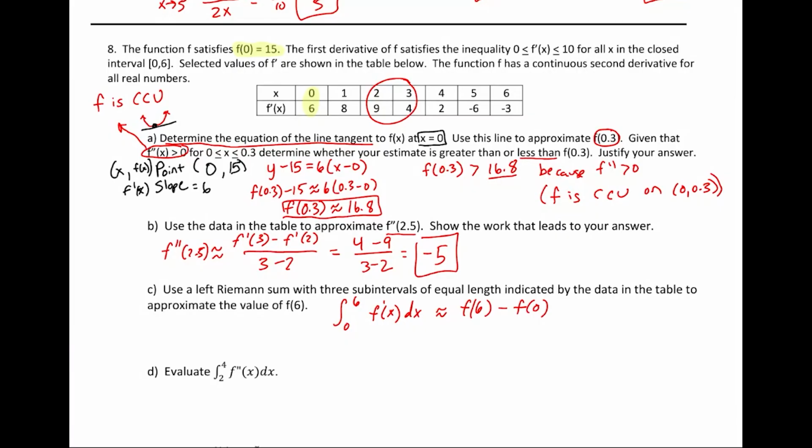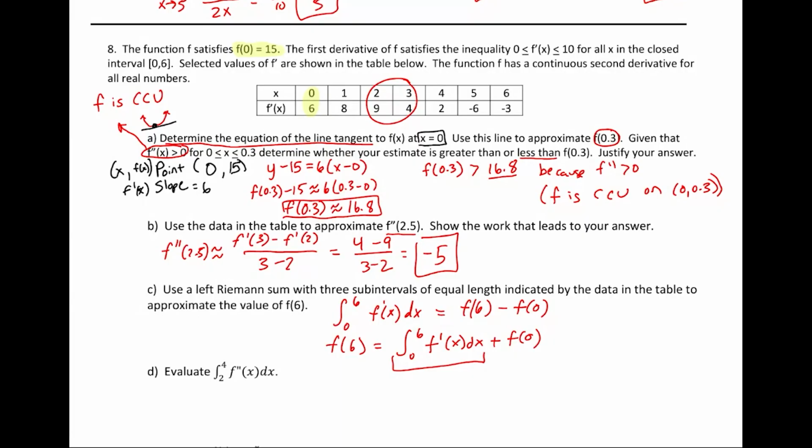So if we're looking for f of 6 and we add f of 0 to both sides, f of 6 will approximately equal, well, actually, no, this would be equal to, we haven't actually done the Riemann sum yet, the integral from 0 to 6 of f prime x dx plus f of 0. So this integral right here is what we're going to use the Riemann sum for. We're going to estimate the value of that integral by multiplying the lengths and heights of different rectangles.